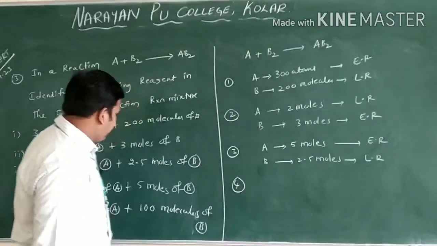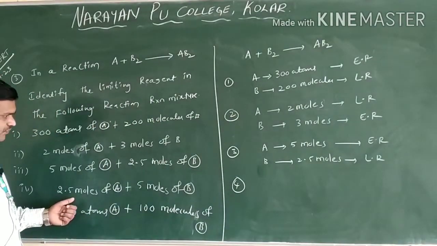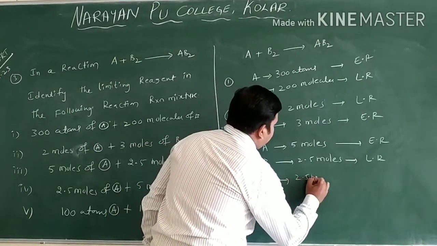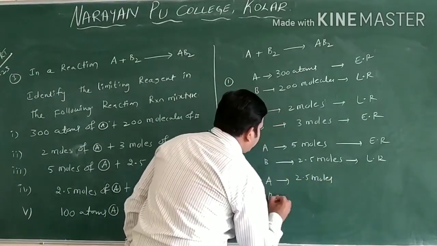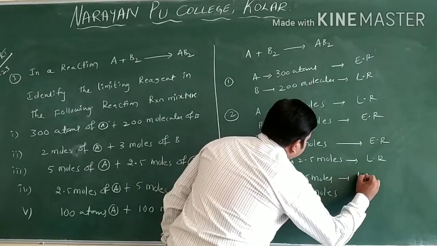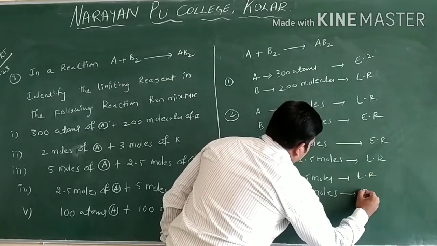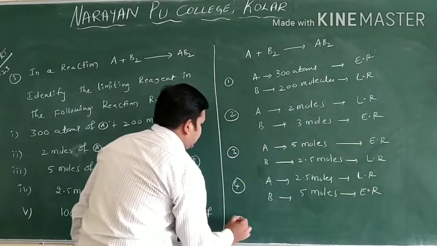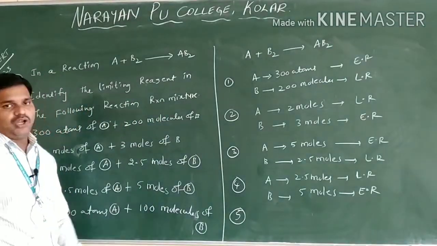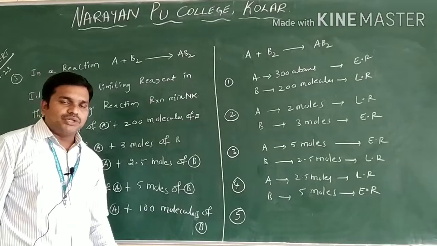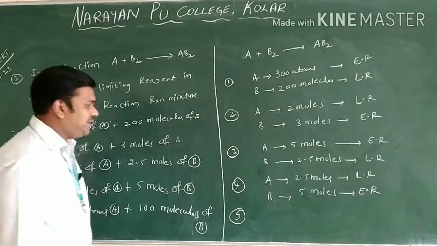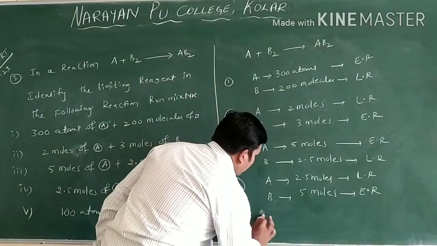Come to the fourth one: we have 2.5 moles of A and 5 moles of B. A is equal to 2.5 moles and B is equal to 5 moles. Least value A is the limiting reagent, highest value B is the excess reagent. Fifth one, you can see 100 atoms of A and 100 molecules of B, both are equal. So in this case, both A and B act as limiting reagent.